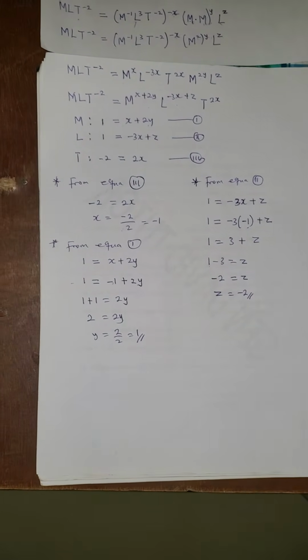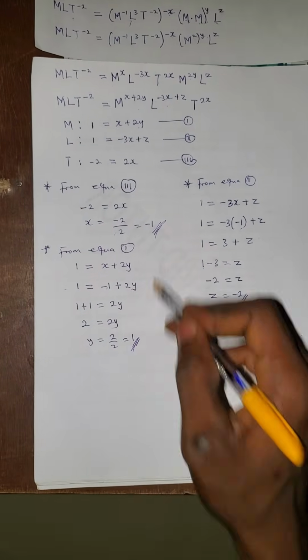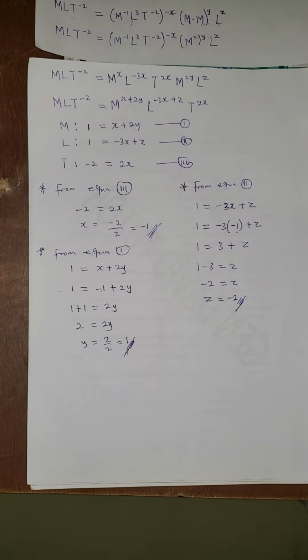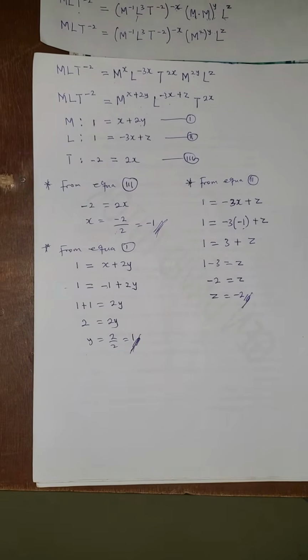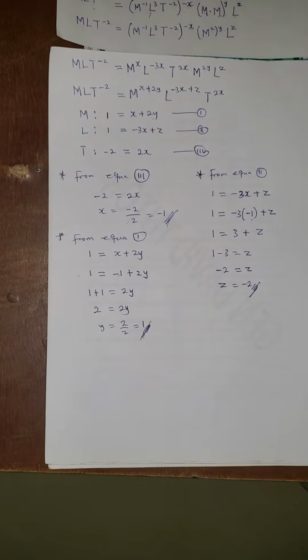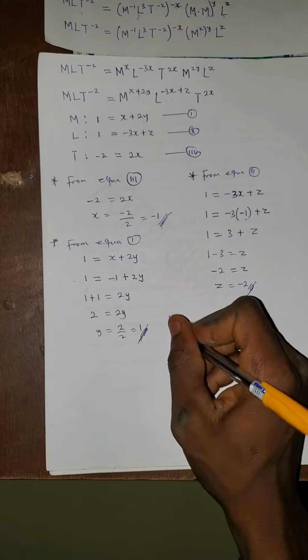So now, let's go back to the equation. We've gotten the value of x, which is this. We've gotten the value of y. We've gotten the value of z. So that's it. That's the question we are asked to find. The question says find the value of x, y, z. But in the case whereby you are asked to find the correct equation, you can just replace it back.